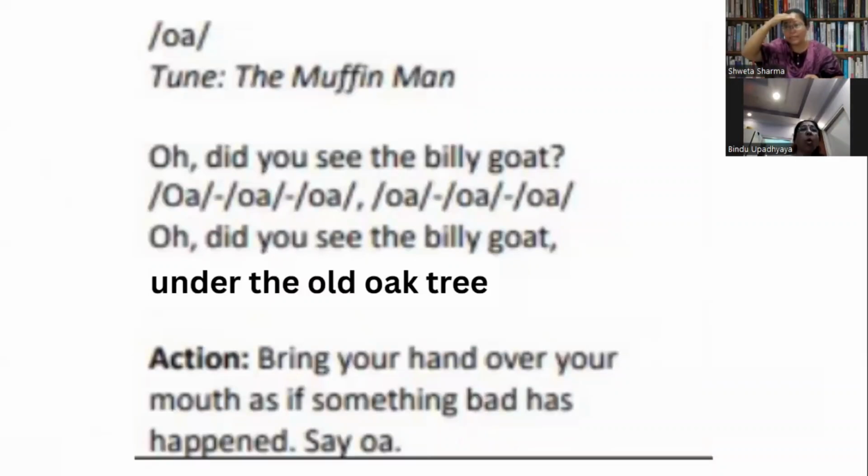Oh, did you see the billy goat? Oh, oh, oh, oh, oh, oh, oh. Did you see the billy goat under the old oak tree?